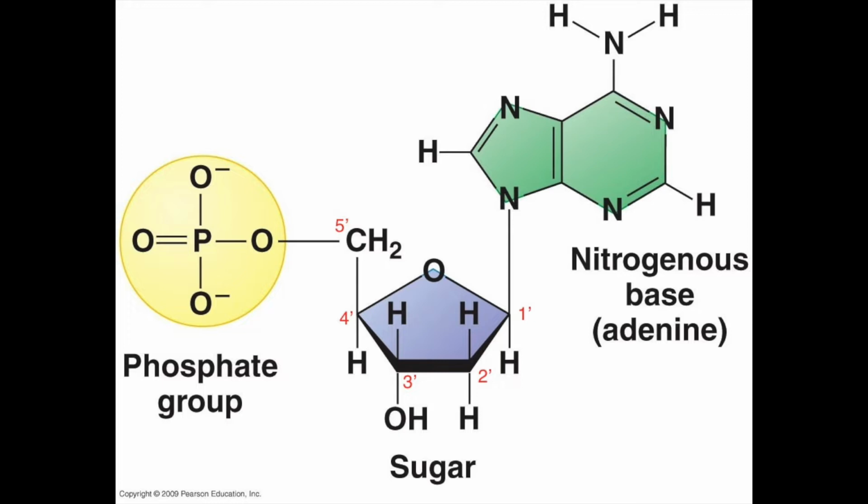The 3' carbon binds to the next 5' phosphate group of the connecting nucleotide, helping create the backbone. And finally, the 5' carbon is where the phosphate group is bonded. Nitrogenous bases make up the center of the DNA helix and are very important for its structure.